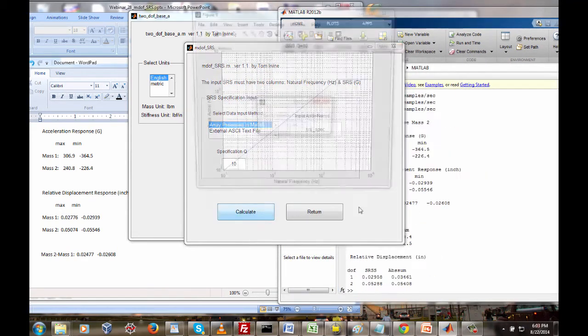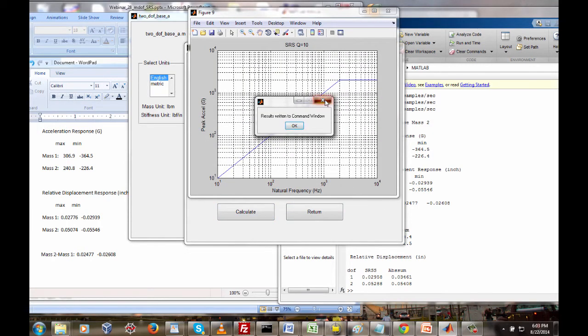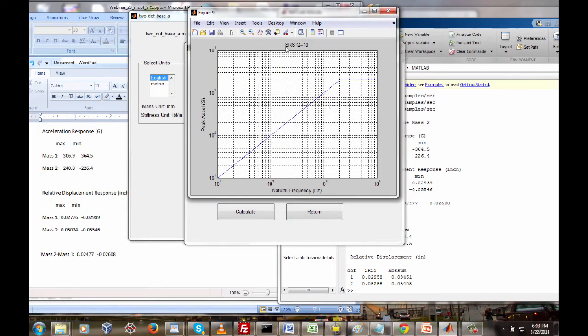Okay, let's go ahead and do the calculation here. And we see a plot. This is just the specification. So SRS, Q is equal to 10. We've got peak acceleration in G, and the natural frequency in hertz. Now, it just so happens by coincidence the G levels are going to be numerically equal to the natural frequencies along this ramp. That's partly because it's 6 dB per octave. But what this SRS approximation method does is it says, okay, we've got a 200 hertz mode.